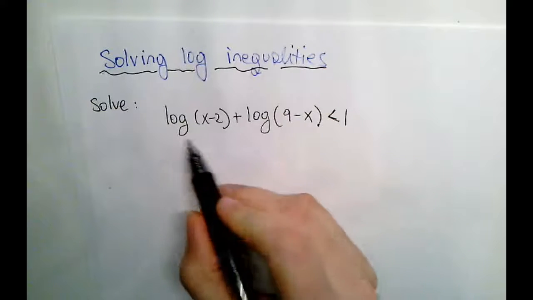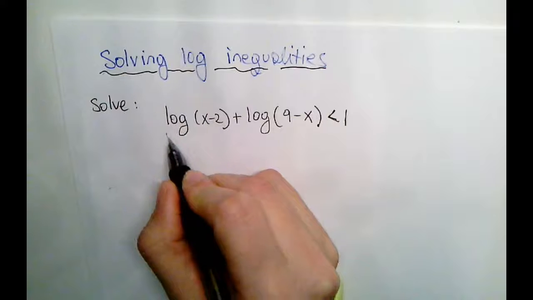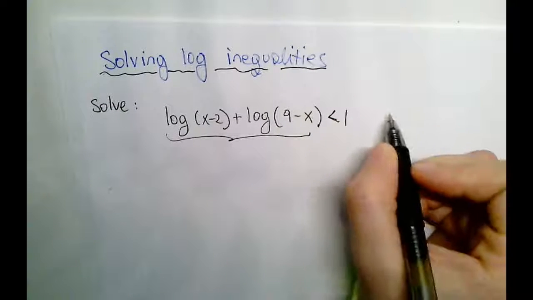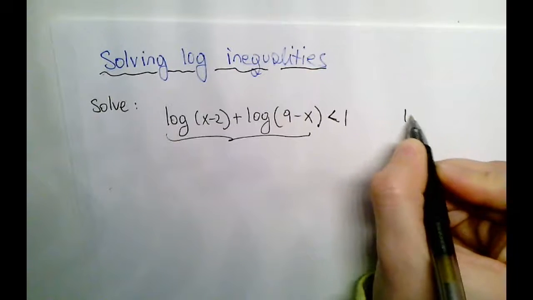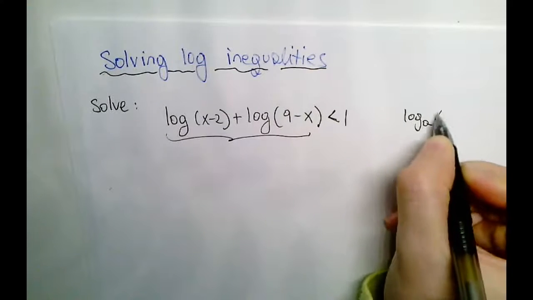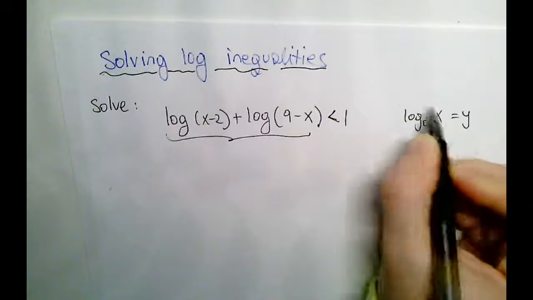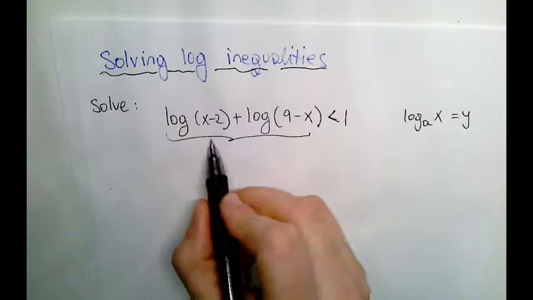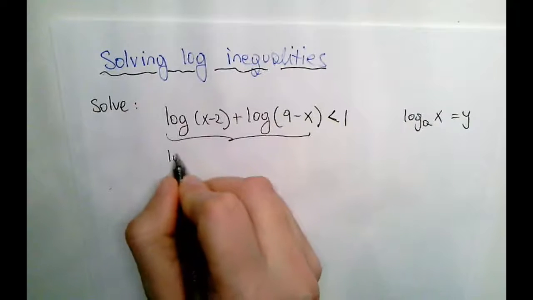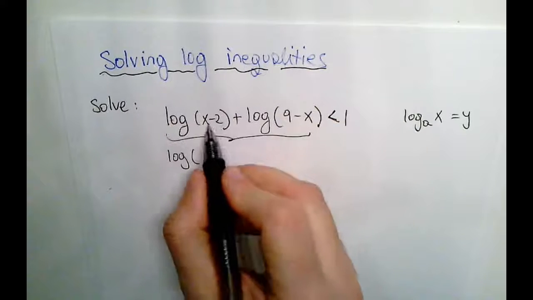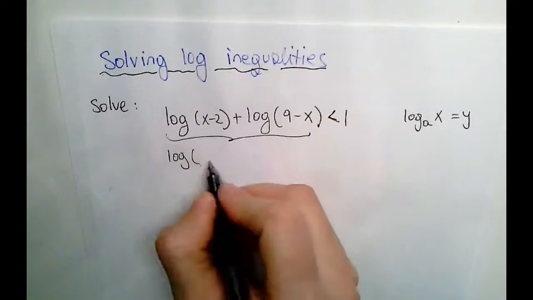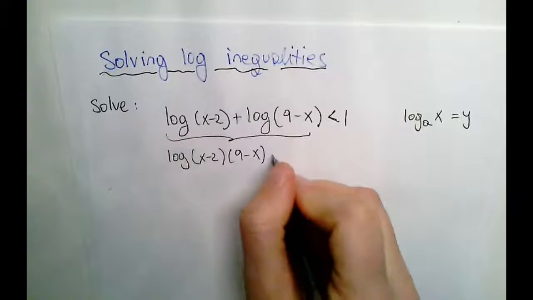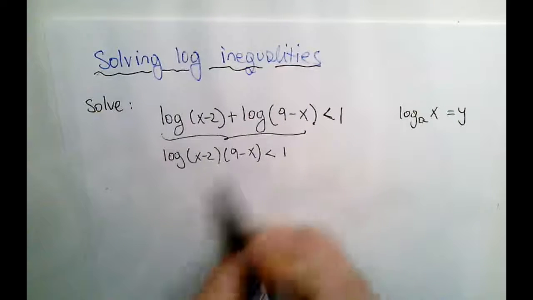So how would we combine two logs together? Because remember, when you solve an equation, the idea is to have log of base a of x on one side equals y. So you have to combine the left-hand side into one single log. We have to use this property that log of a quantity plus log of another quantity is just going to be log of the quantities multiplied. So I just used that.